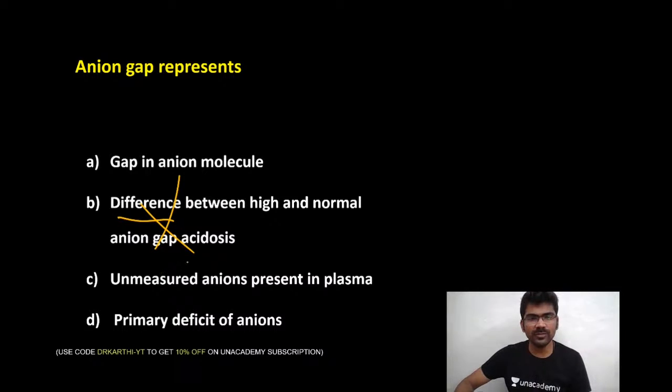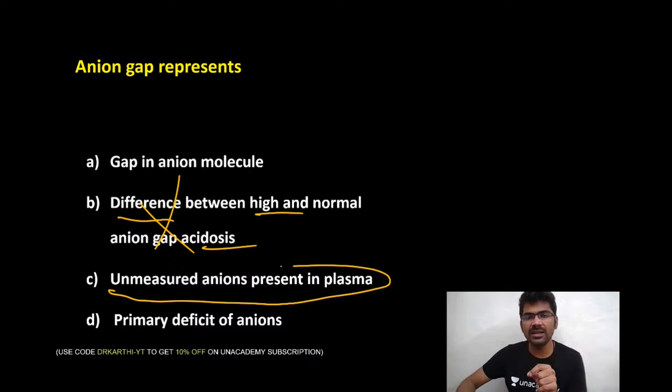Not option B. So this is high and normal anion gap acidosis. This is not correct. So there is some difference between the anions and cations.